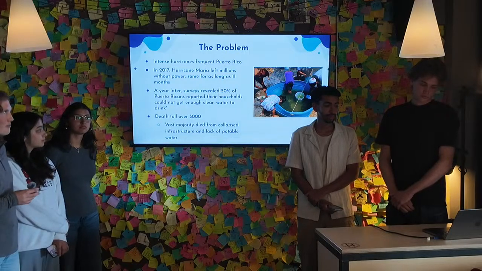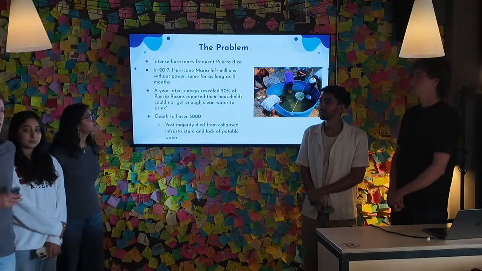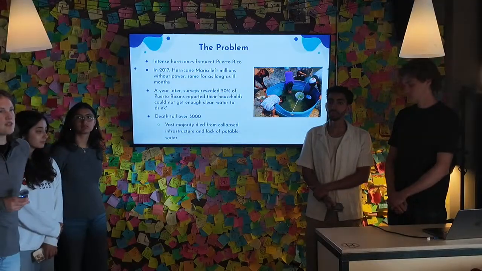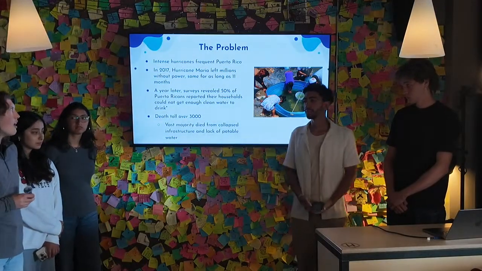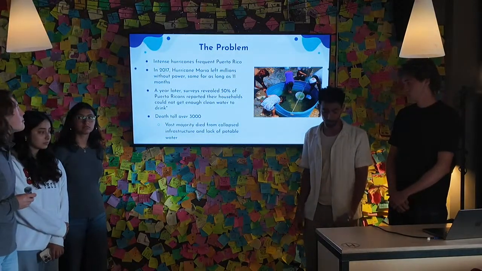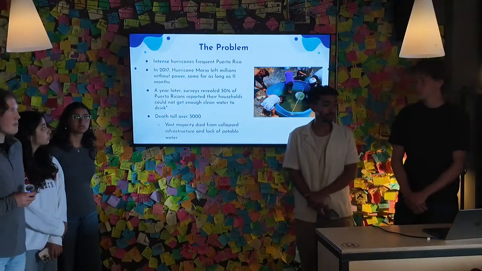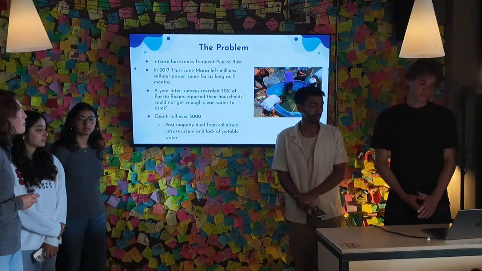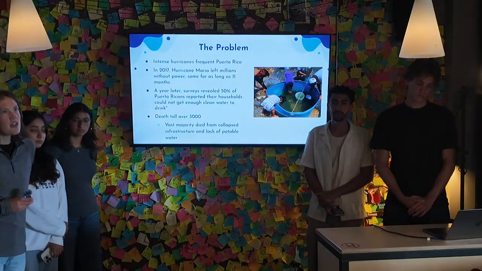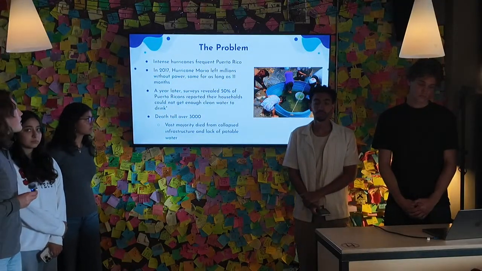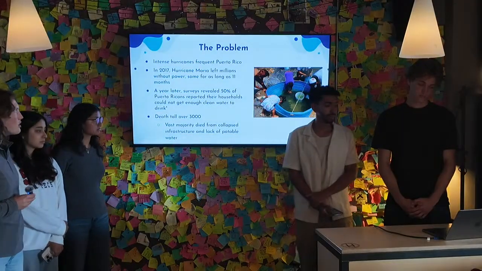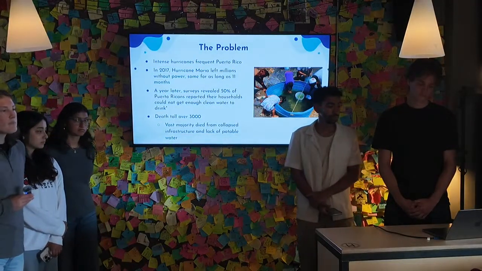So for our capstone, we decided to focus on Puerto Rico. Puerto Rico is especially susceptible to hurricanes that cause a lot of damage. In 2017, Hurricane Irma, followed immediately by Hurricane Maria, devastated the island and left millions without power, some for as long as 11 months. A year later, surveys revealed that 50% of Puerto Ricans reported their household could not get enough clean water to drink.